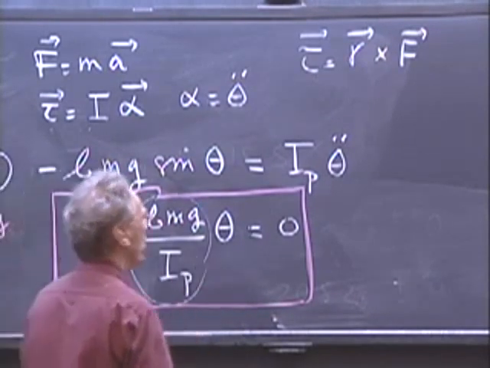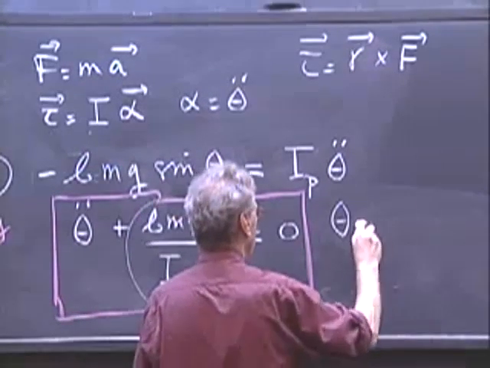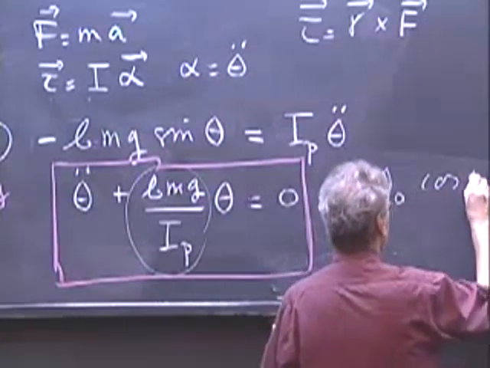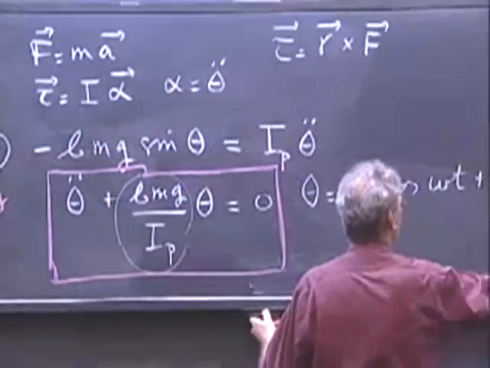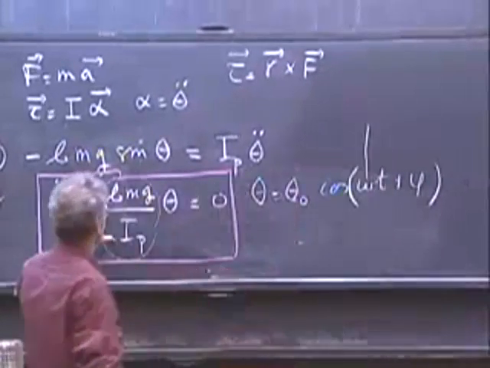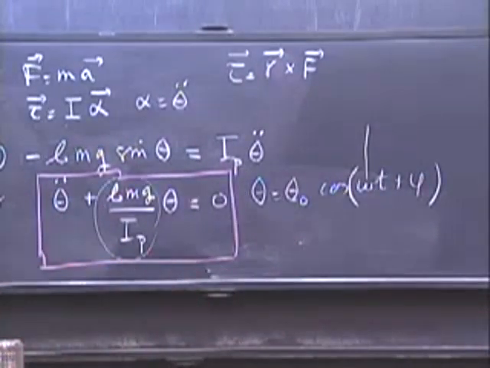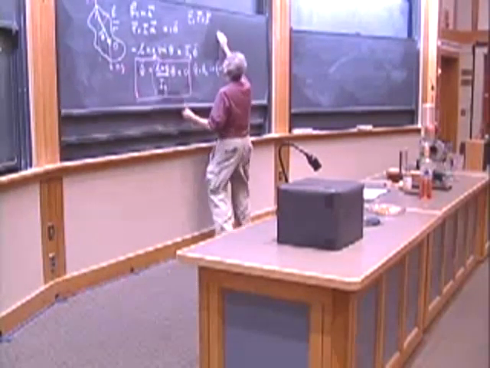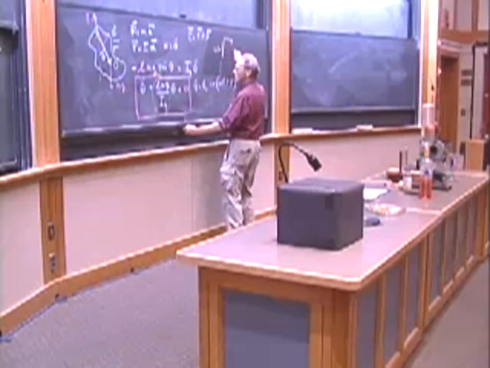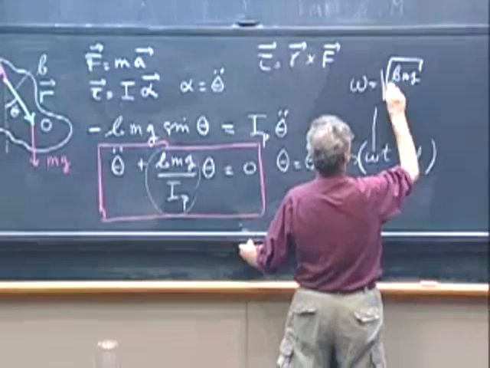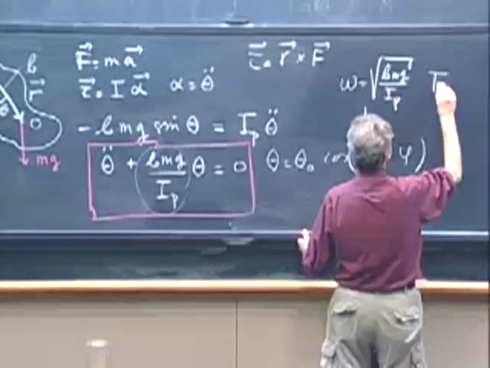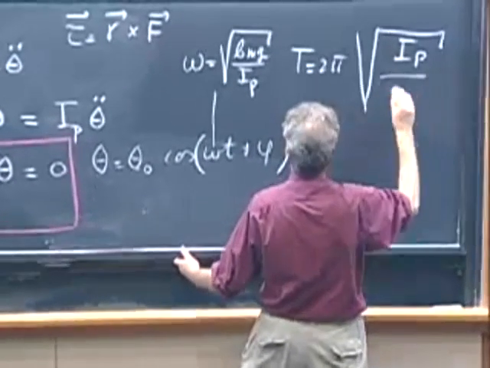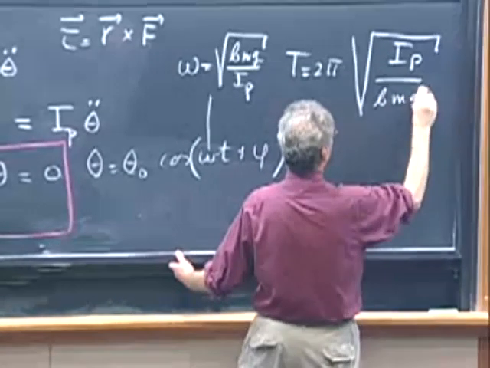And so for the simple harmonic oscillation, the solution must be that theta is some maximum angle, theta zero, times the cosine of omega t plus phi, whereby this omega is the square root of this number. Just like we earlier had the square root of k over m, omega now must be this. Omega is the square root of bmg divided by I of p. That means T, the period of oscillation, is the moment of inertia about point P divided by bmg.